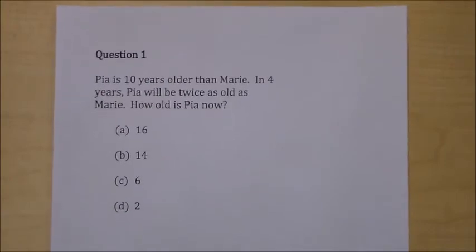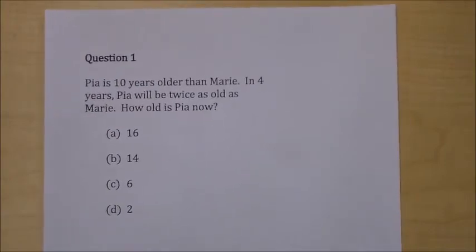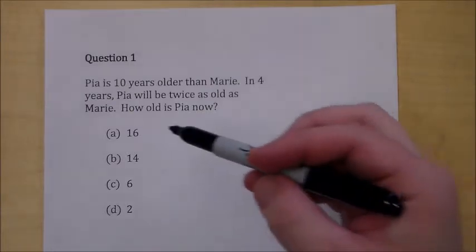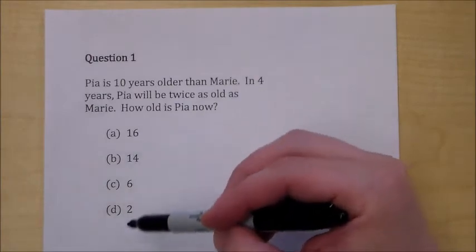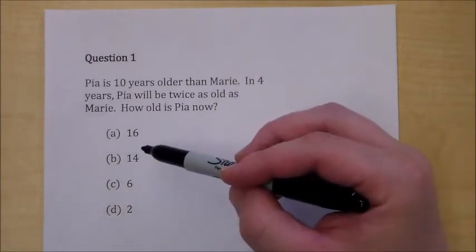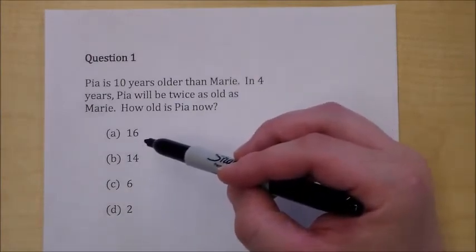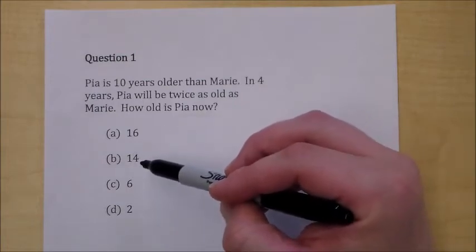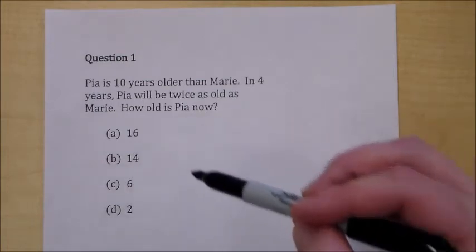Question 1. Pia is 10 years older than Marie. In 4 years, Pia will be twice as old as Marie. How old is Pia now? And if you're like, well, maybe I could just guess each one, you do the plug and check method. Be like, all right, maybe Pia's 16, figure that out. Maybe Pia's 14 and figure that out. That could be one approach.